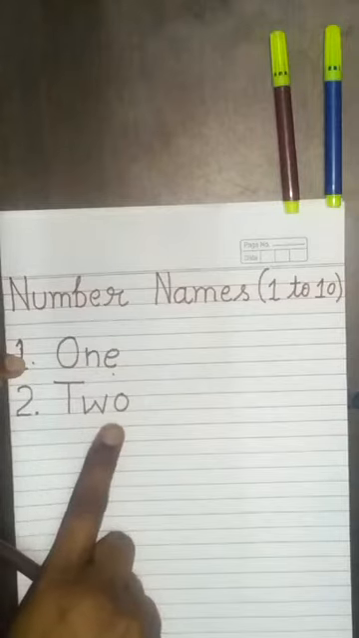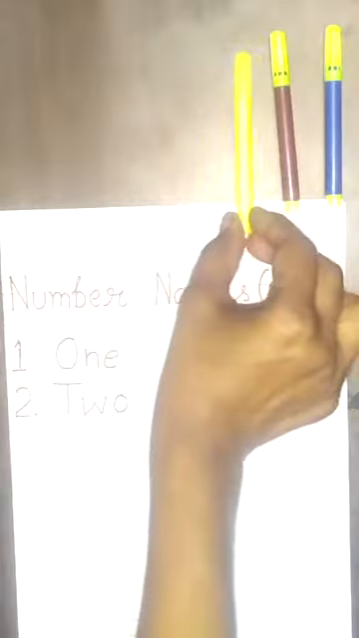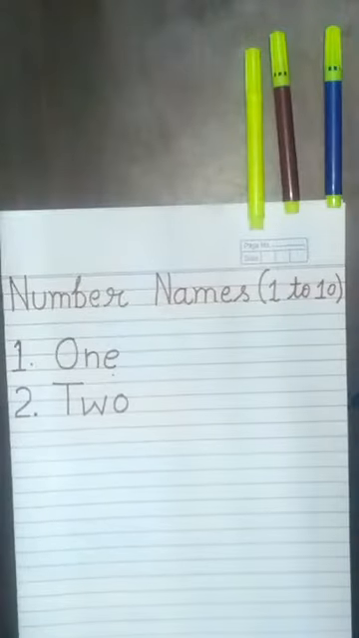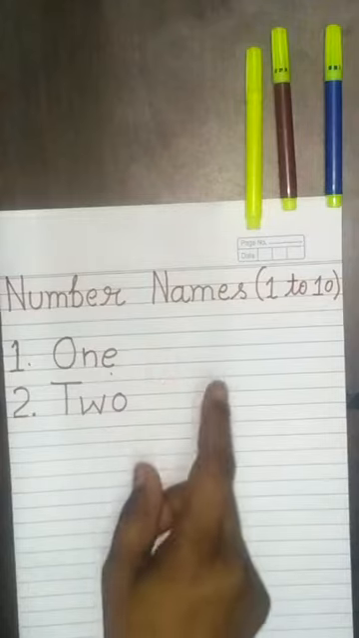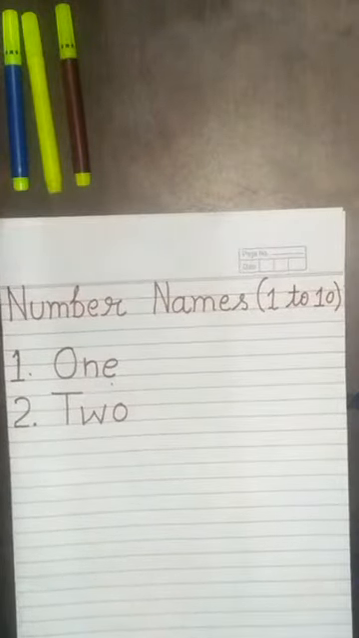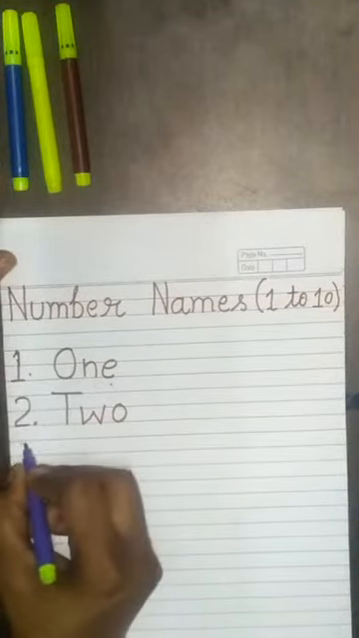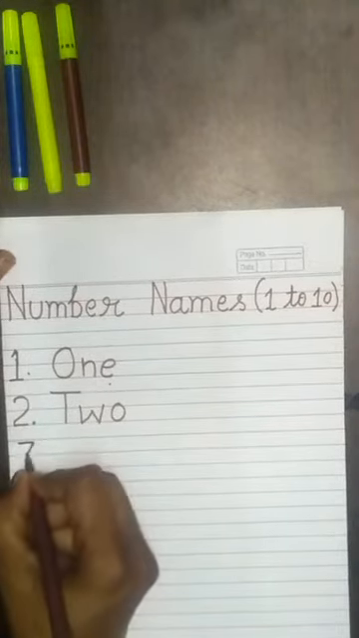Now I add one more pen here. So now let's start counting. 1, 2, 3. How many pens are there now? 3 pens. There are total 3 pens. The number name of 3 is, first of all, the numeral for 3 is like this.